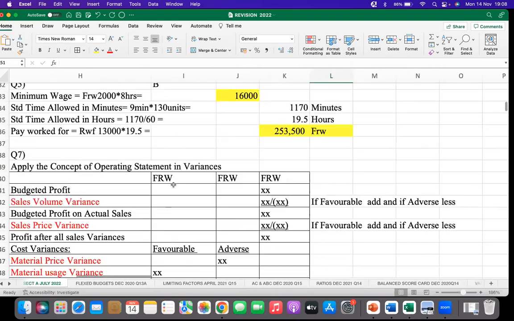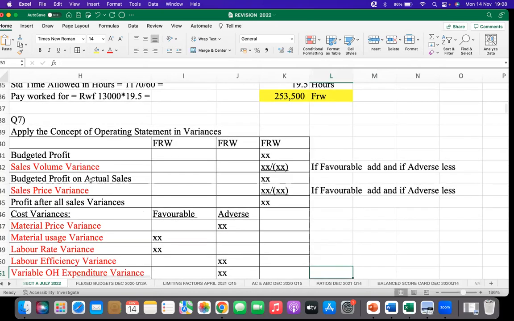Of how much? 830,000. Standard profit on actual sales of 830,000. Now look at where that 830 is. So here, there is where we have our 830. Do we agree? So let me put it here. It's supposed to be there. But let me just write it there. 830,000. So you have been given that answer. I hope we are together. So I'm posting it in the right place.